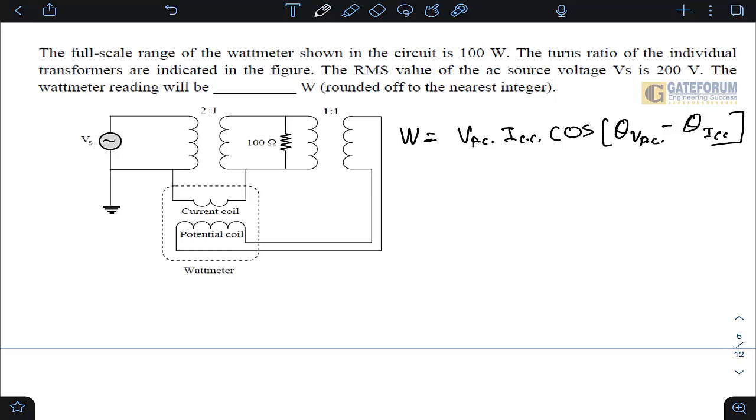So this current coil reading is 0, and 0 into something is always 0. So wattmeter reading is 0 watt. The circuit is looking complicated, you may skip it, but if you use a little bit of common sense, the current coil reading is 0, so the answer is simply 0 only. Right? So very simple common sense based question, answer is 0.